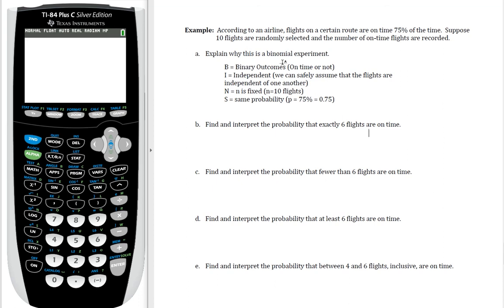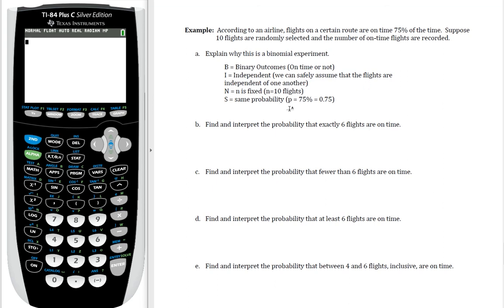In these situations, if you ever need to refer to why something is binomial, don't just list the four: B is binary, I is independent, N is fixed, S is the same probability. At least talk about what they are, like I did here with saying N equals 10, P equals 75%, binary outcomes because it's on time or not. Say something that describes why it meets all those conditions.